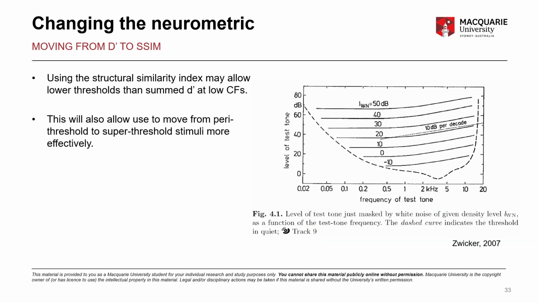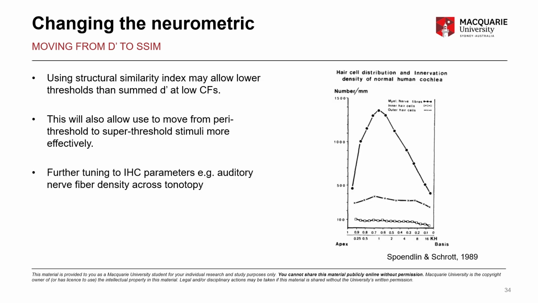Moreover, the SSIM neurometric will allow us to more effectively move from these audiometric thresholds and test tones in quiet to tones in noise and other suprathreshold stimuli by using the 3 different components and changing their weighting and scaling coefficients. And once we are settled on parameters for the SSIM that allow us to maintain a good sensitivity across the different frequencies, we can move on to actually changing the necessary inner hair cell parameters that might be required to effectively get audiometric thresholds of a normal hearing individual.